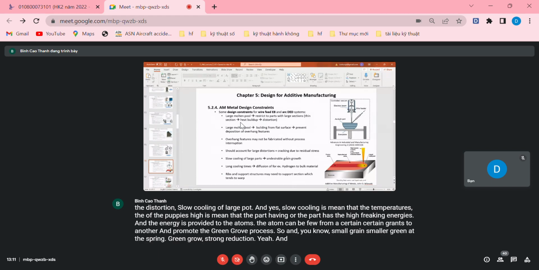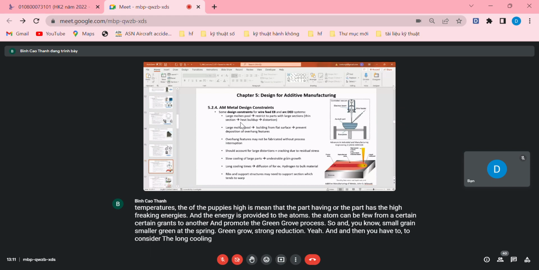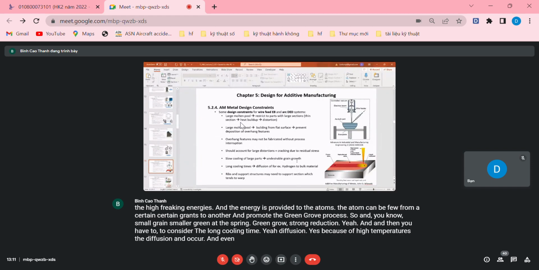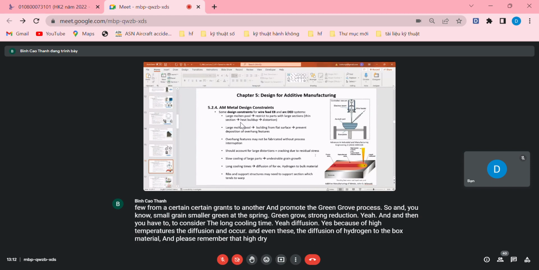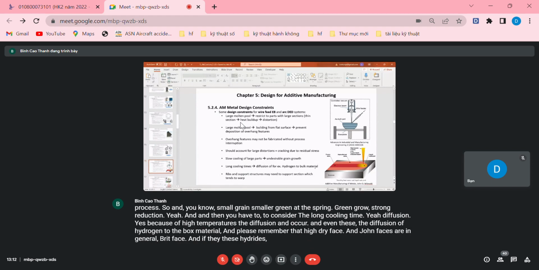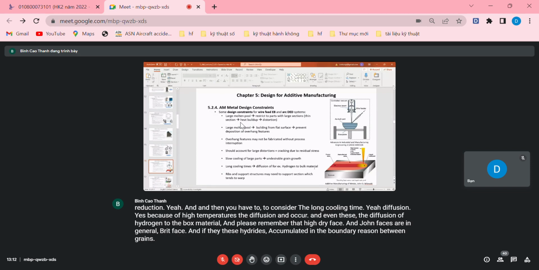And then you have to consider the long cooling time and diffusion. At high temperatures, diffusion can occur. If there is diffusion of hydrogen into the bulk material, please remember that hydride phases are in general brittle phases. If these hydrides accumulate in the boundary region between grains, they are detrimental factors to the properties of the material.